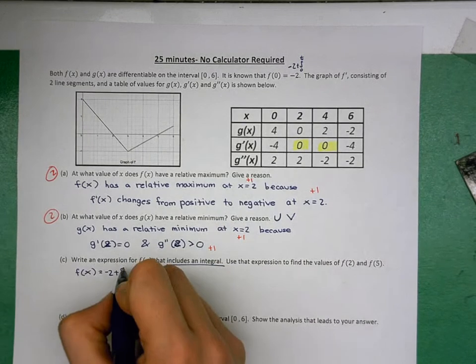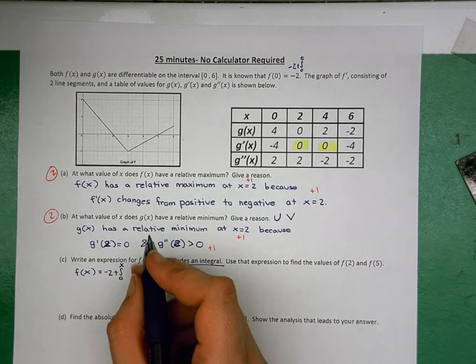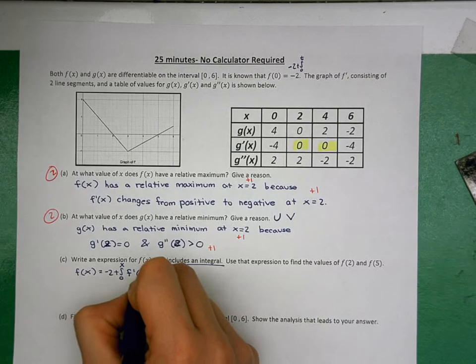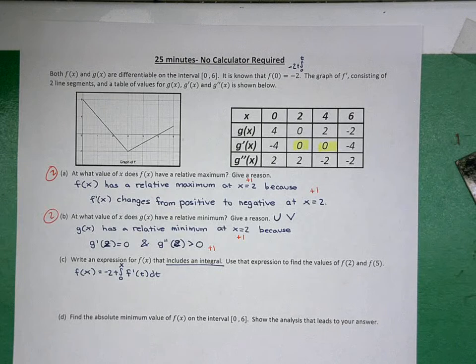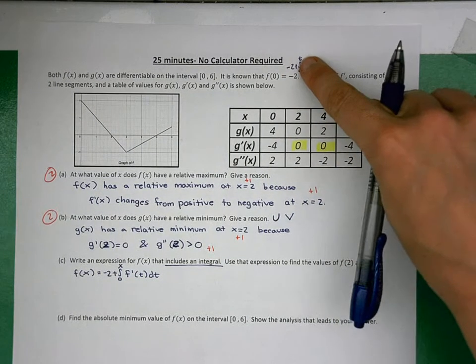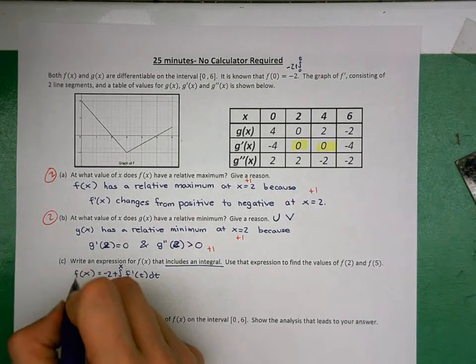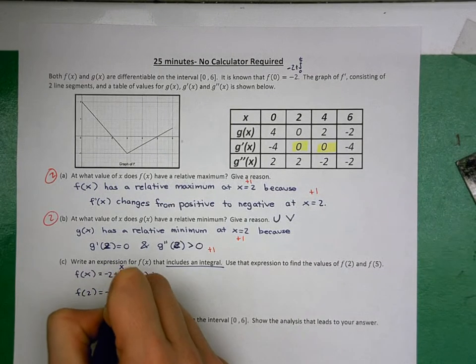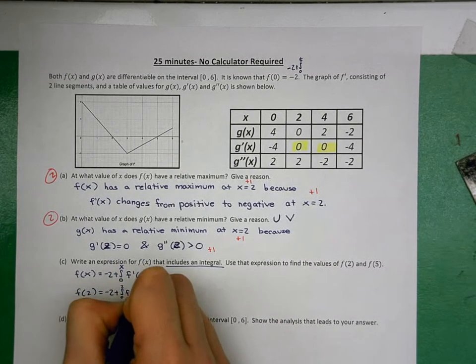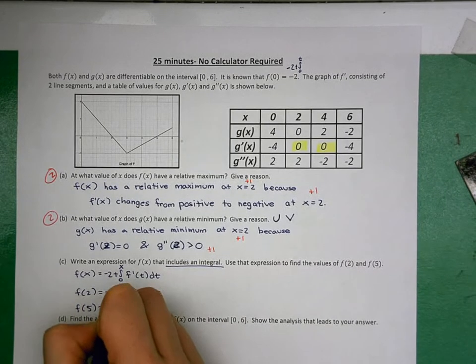x here of our derivative, which was my f prime graph, or velocity if we had velocity, but in this case we just have f prime. So we're using this desired position formula here. Okay? And then use that expression to find f of 2 and f of 5. Okay, well, f of 2 then is -2 plus the integral from 0 to 2. And f of 5 is -2 plus the integral from 0 to 5.